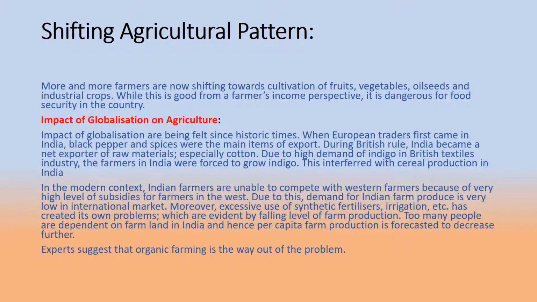Impact of globalization on agriculture. Impact of globalization has been felt since historic times. When European traders first came to India, black pepper and spices were the main items of export. During British rule, India became a net exporter of raw materials, especially cotton. Due to high demand of indigo in the British textile industry, the farmers in India were forced to grow indigo. This interfered with cereal production in India.